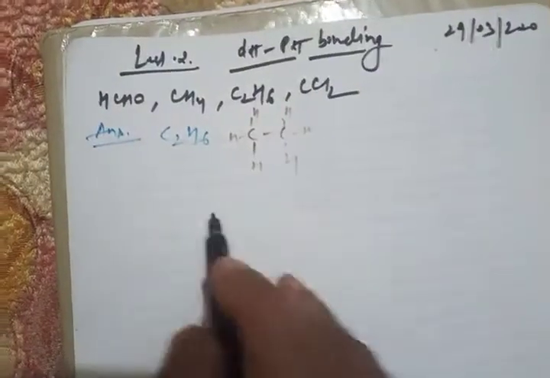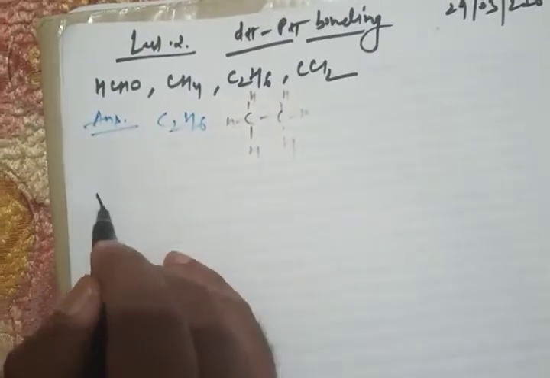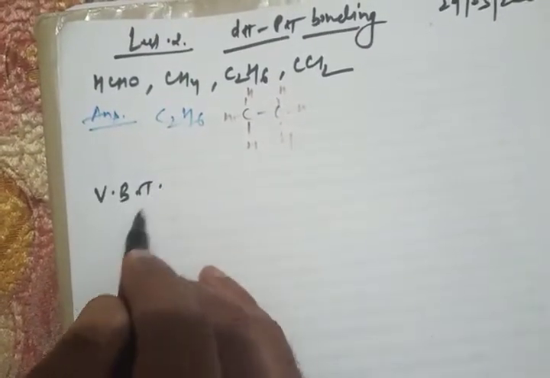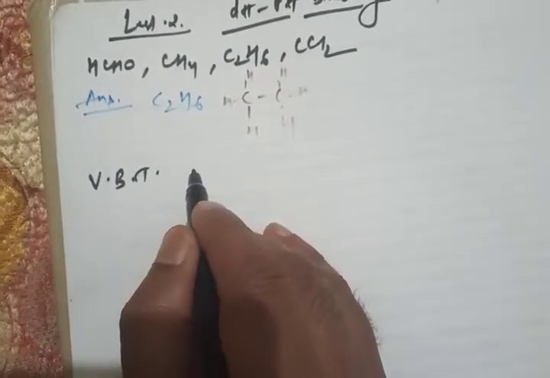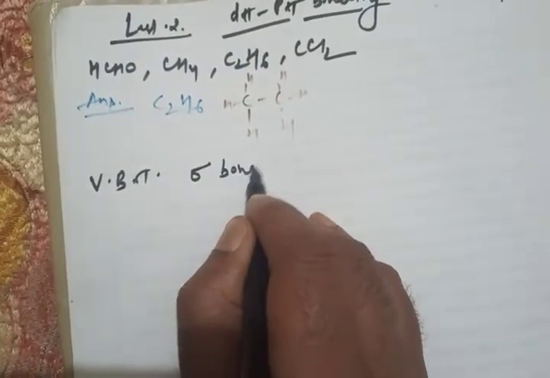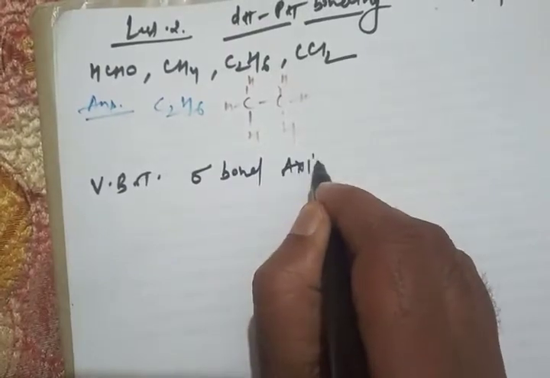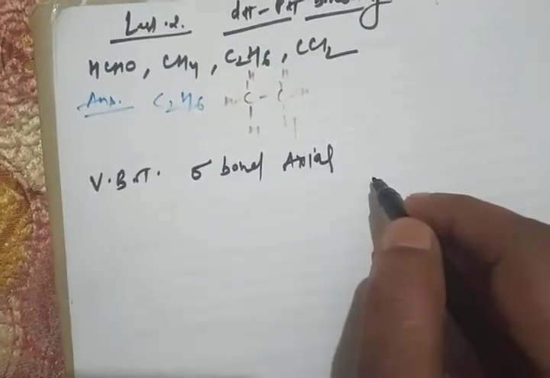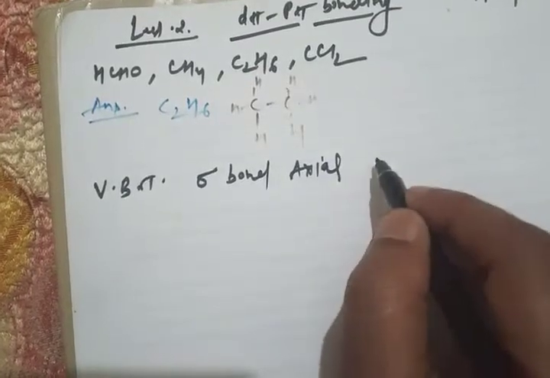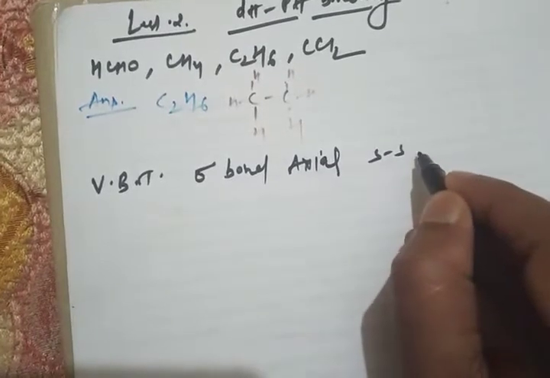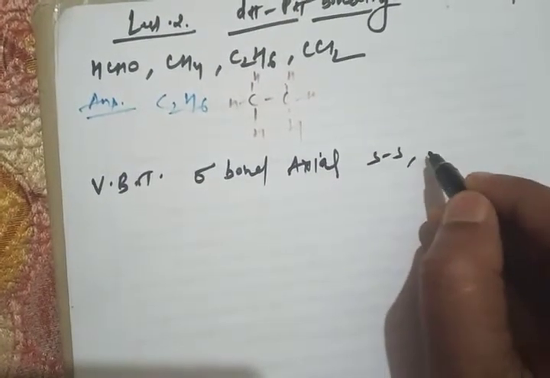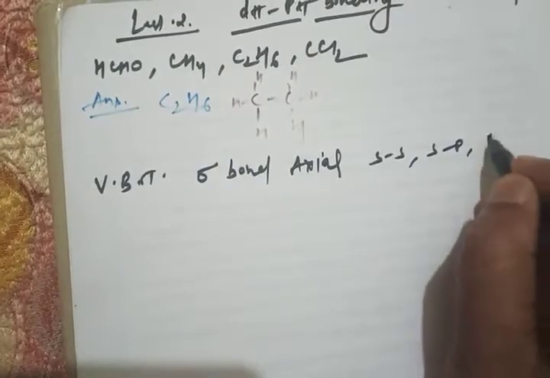See, before going to discuss the dπ-pπ bonding, you should understand about the valence bond theory, the whole concept of valence bond theory in detail. I'll just give a brief about this here, that how the sigma bond is formed. So sigma bond is formed by the axial overlapping. We all know axial overlapping, and this occurs between s to s, s to p and p to p also.